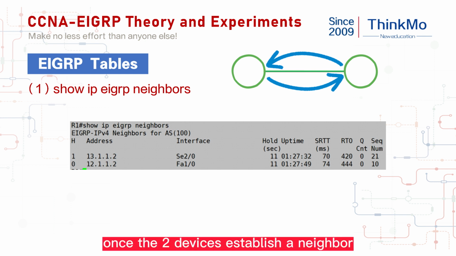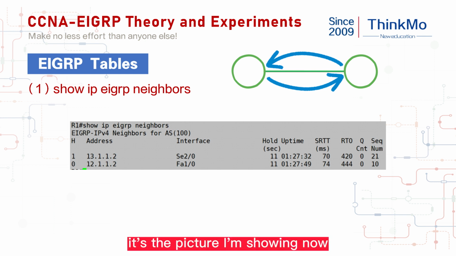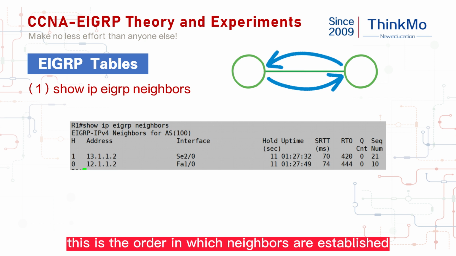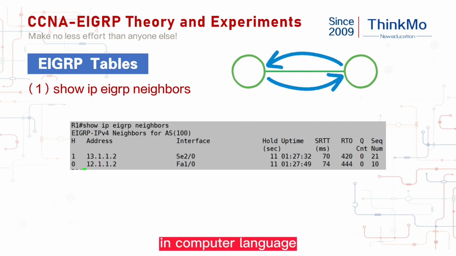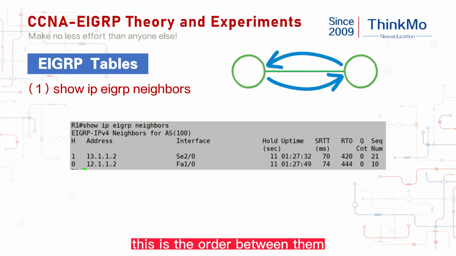Once the 2 devices establish a neighbor relationship, each will generate a neighbor table. The contents of the table are in the picture I'm showing now. Let's take a quick look. First look at the first column, H. 1 is 0, 1 is 1. This is the order in which neighbors are established. In computer language, the first digit is always 0 and the second digit is 1. So the one below is the first established neighbor, and the one above is the second established neighbor. This is the order between them.